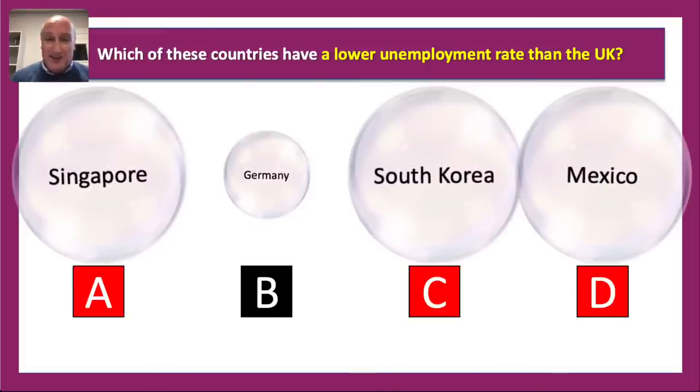Singapore, South Korea, Mexico all have very, very low unemployment. Keep in mind, though, for evaluation, that in Mexico, there's a lot of informal economic activity. The informal sector is probably about 60% of GDP, and therefore there's probably a lot of hidden unemployment. But Singapore and South Korea are good examples of countries with unemployment of less than 3%. Well done. Here's number two.